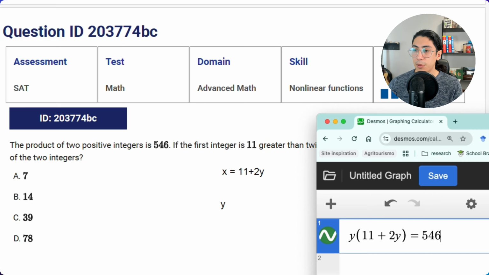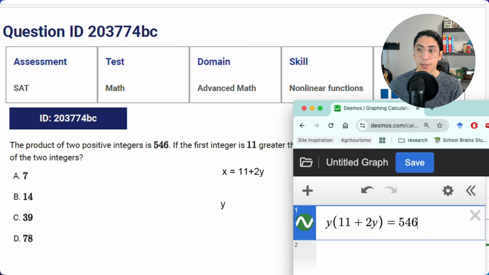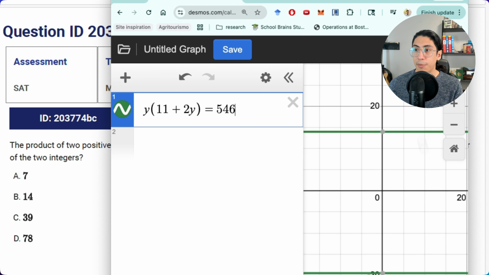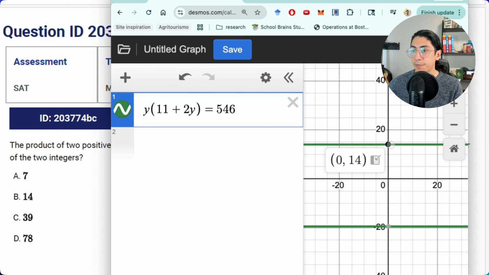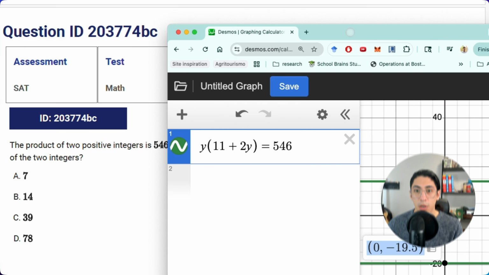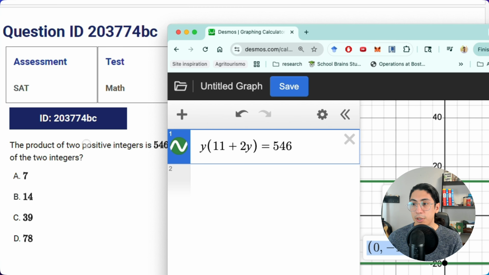The main difference is going to be that it's going to show me the answer on the y-axis instead of the x-axis. So here I have my full graph, and I see that I have two possible answers. I'm going to have either 0 at 0, 14, which here's my answer, or it's going to be 0, negative 19.5. Here's my other possible answer. As you probably noticed, they told me it was going to be positive and it was going to be an integer. This is neither positive nor an integer, so it's going to be 14 here.